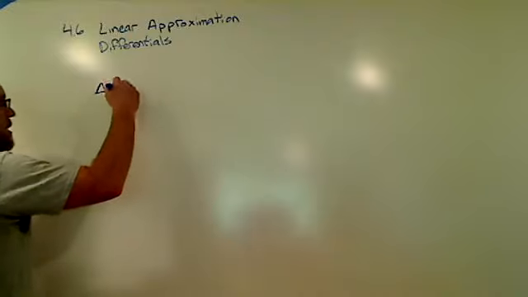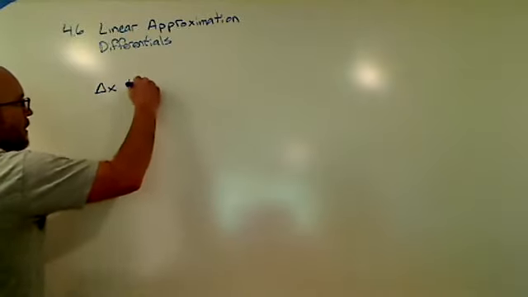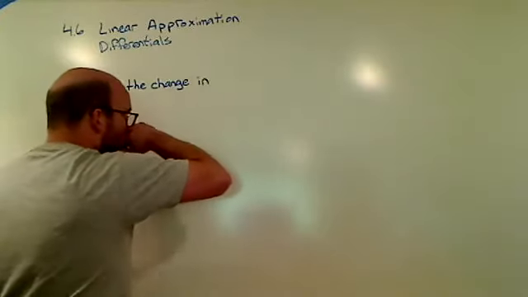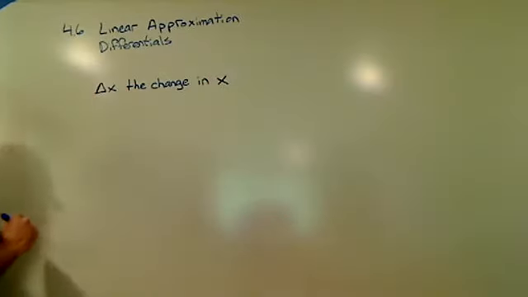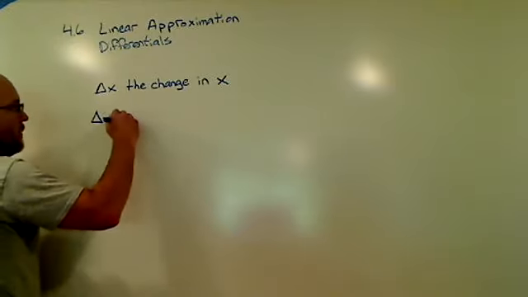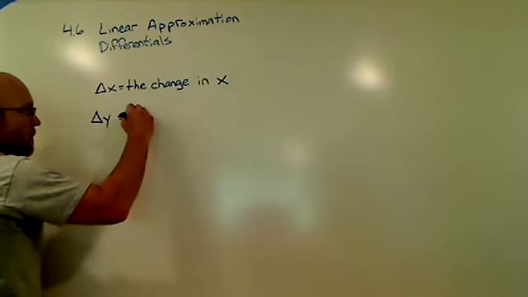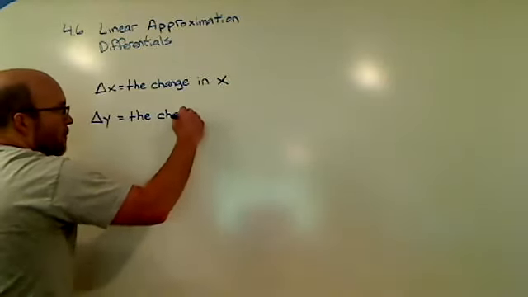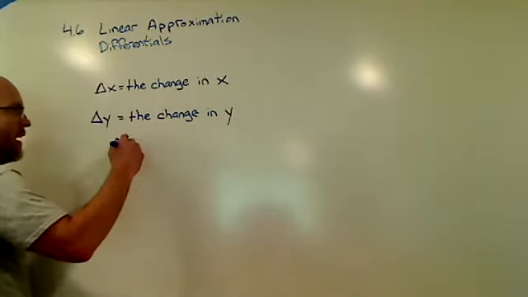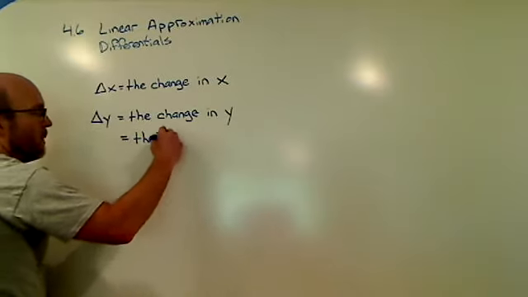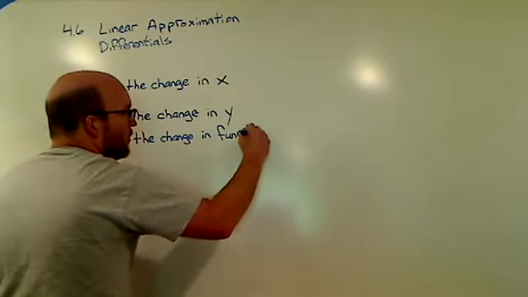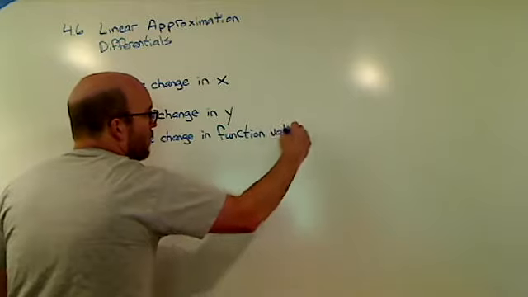Change of x is the change in the value of x. Change of y is, I forgot my equal sign, is the change in y. But this one we can add in a little bit more. It's equal to the change in y, but y is the function value. So this is really the change, like I said, in the function value, or f of x, if you want to write it that way.